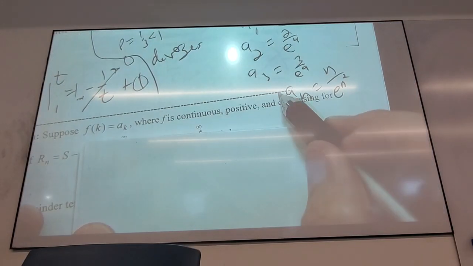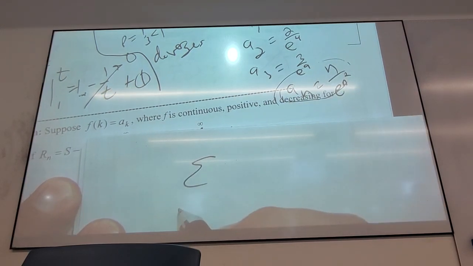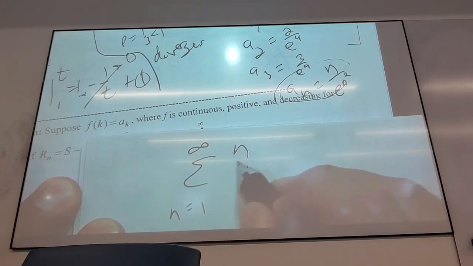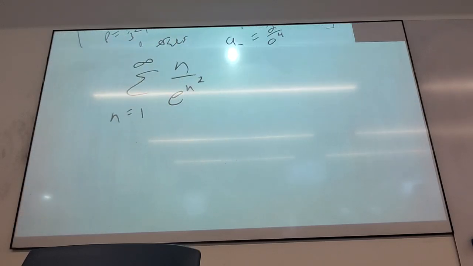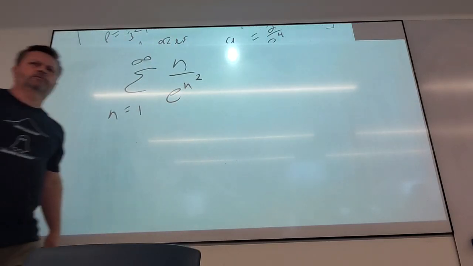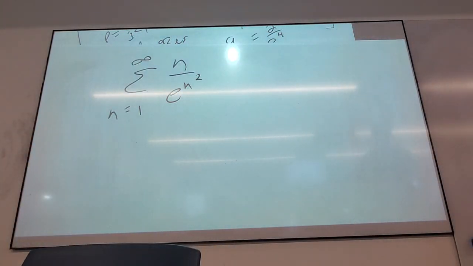So there's a_n, yes? So now I can write the closed form of this. The sum from n equals 1 to infinity of n over e to the n squared. Is that a p-series? No. P-series has nothing to do with e as a base, right? In fact, the power is n squared. It's not something to an n power, yes? So it doesn't fit into p-series.